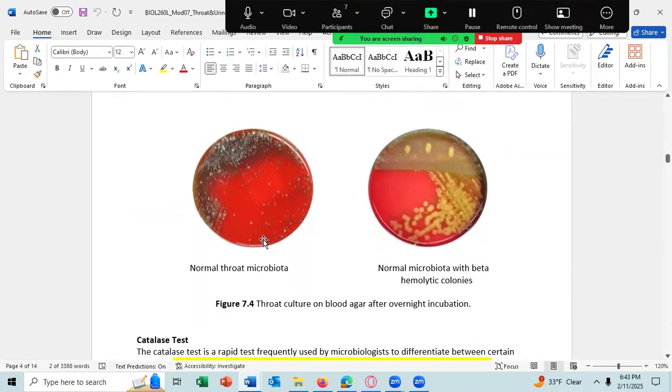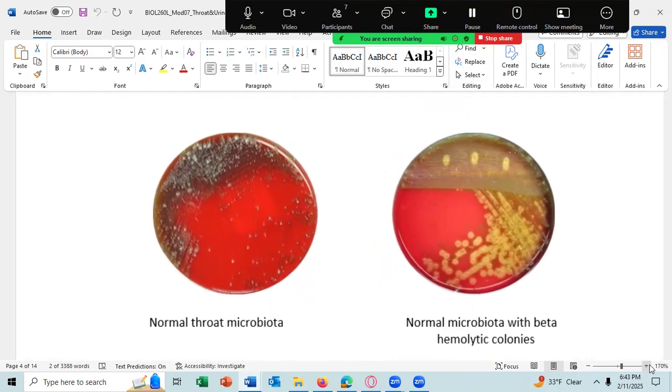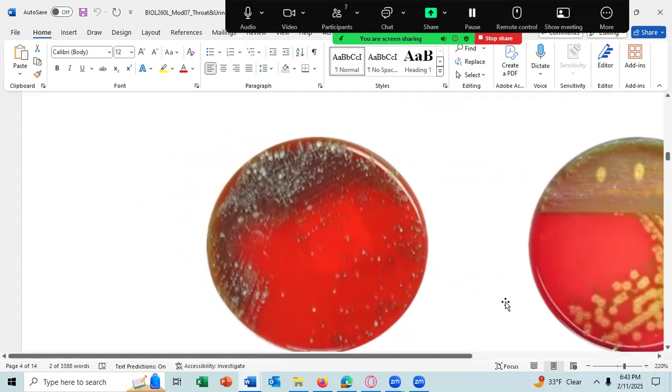So here we have a blood agar plate streaked from somebody's throat. And you'll notice that this region of the plate is actually, let me blow that up, gamma hemolysis. This one there is definitely alpha hemolysis. This darkening of the plate in this region of the plate is also alpha hemolysis. The point is there's no beta hemolysis.